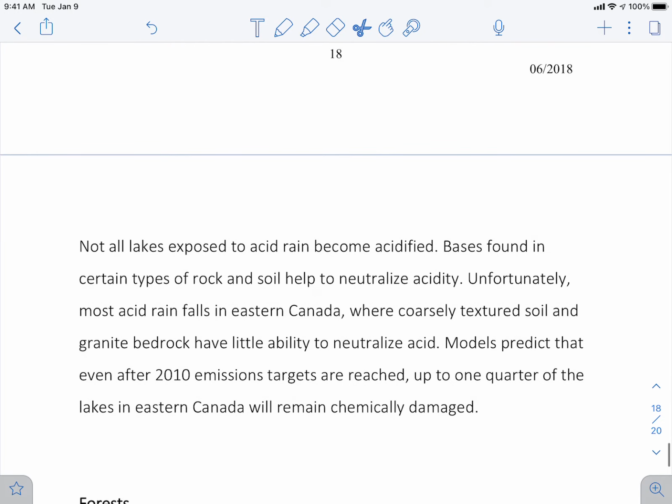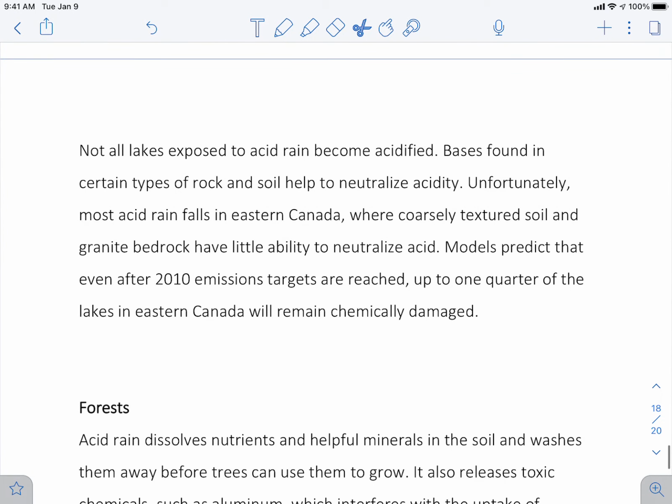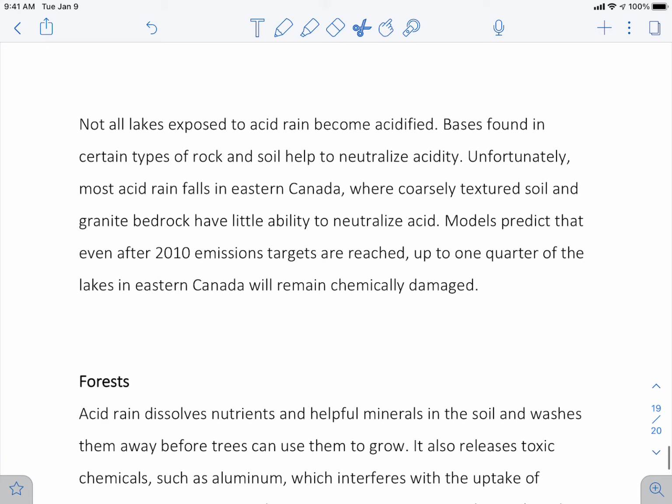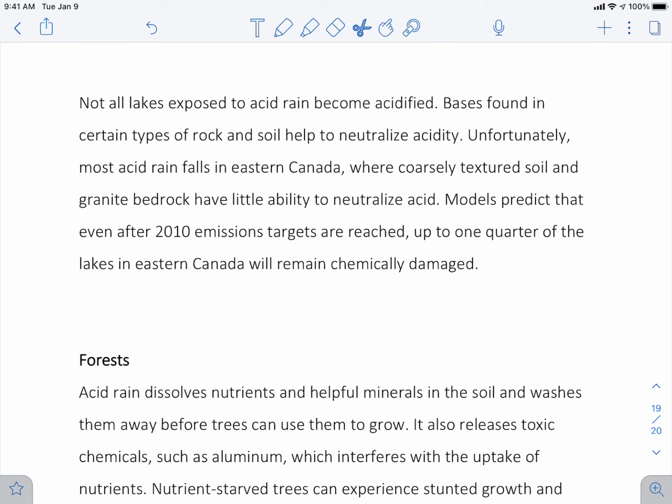Not all lakes exposed to acid rain become acidified. Bases found in certain types of rock and soil help neutralize acidity. Unfortunately, most acid rain falls in eastern Canada, where coarsely textured soil and granite bedrock have little ability to neutralize acids. Models predict that even after 2010, obviously need to update this, even after the 2010 emission targets are reached, up to 1/4 of the lakes in eastern Canada will remain chemically damaged.